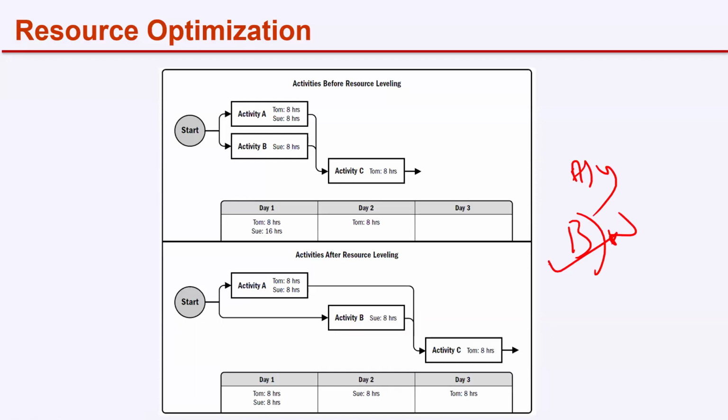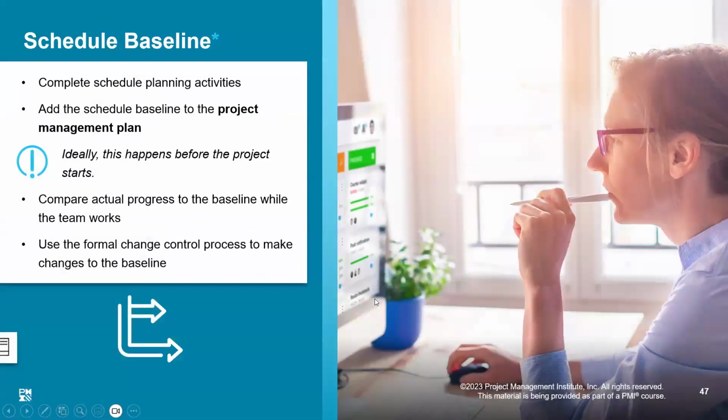Next question. Resource leveling may change the critical path of the project. A, true. B, false. Yes or no? Here, the answer is yes. In resource leveling, we are adjusting the schedule. We are moving the dates so it can change the critical path as well. That's about it. So here you are seeing the overall architecture. The key output of this particular process is the schedule baseline.